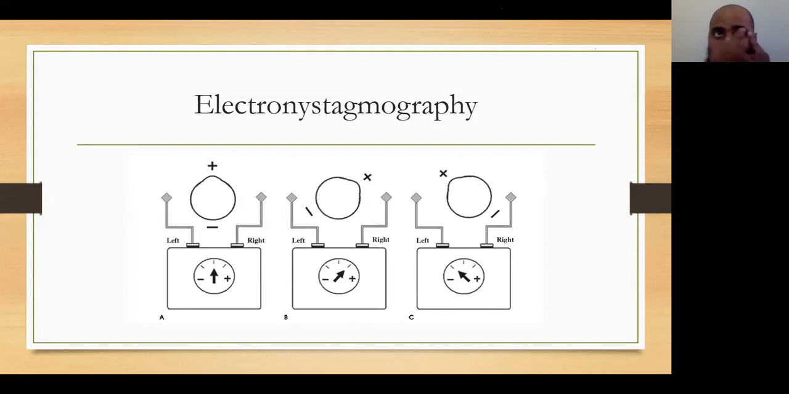So compared to this, the electrode has less charge, so I will have a negative deflection. Is it?